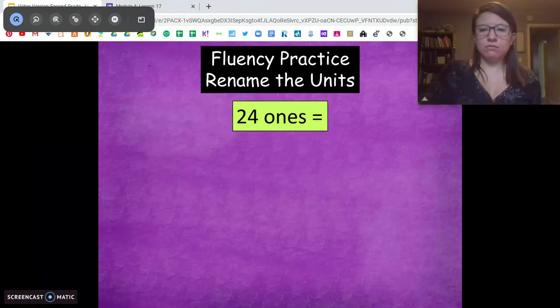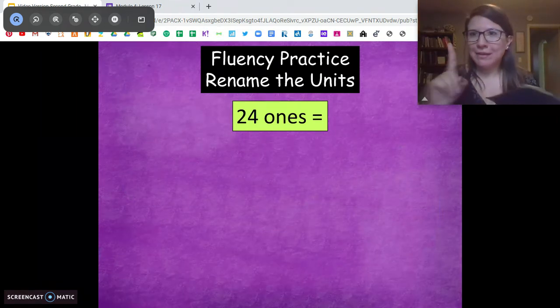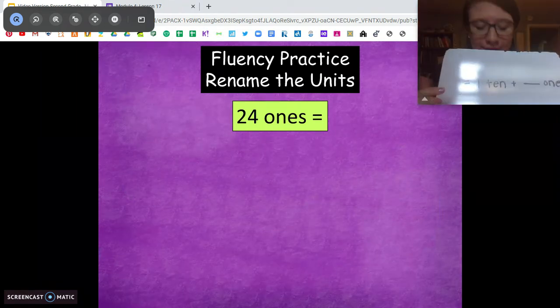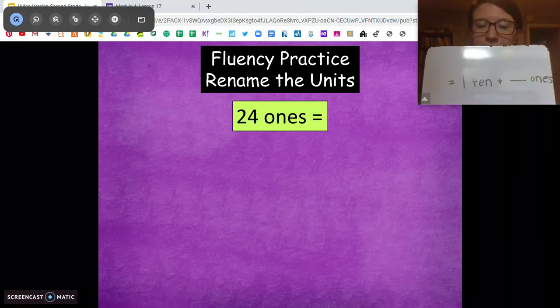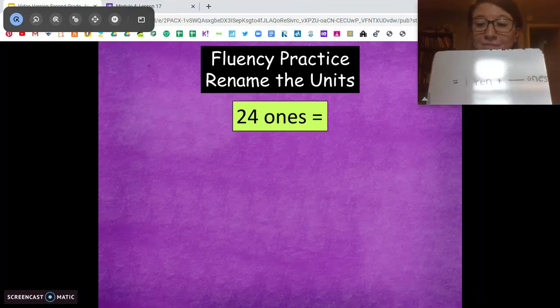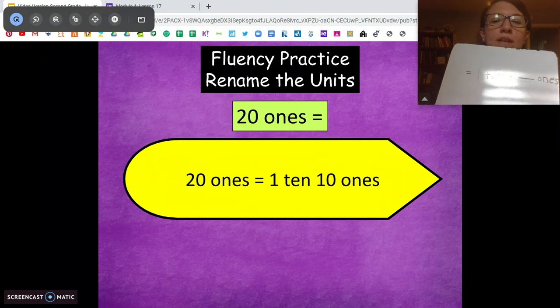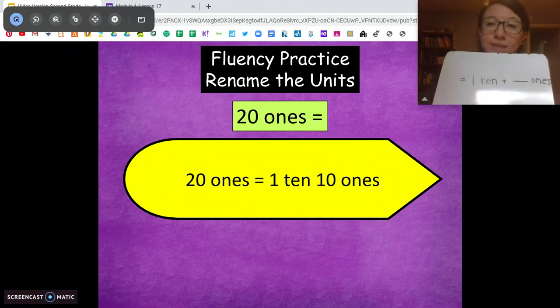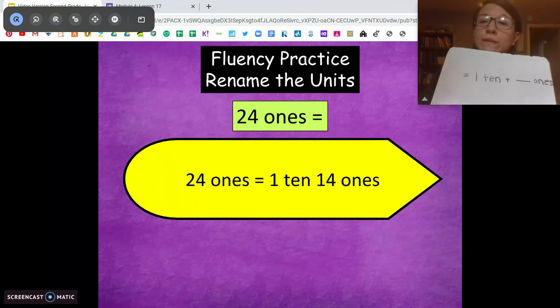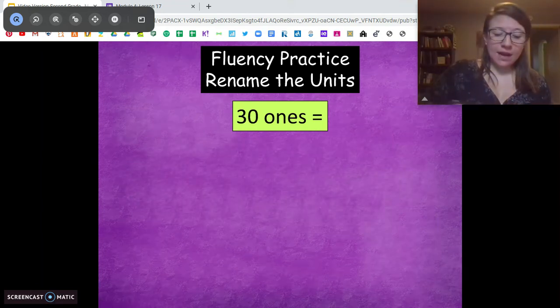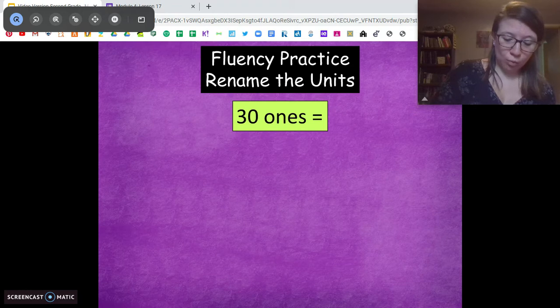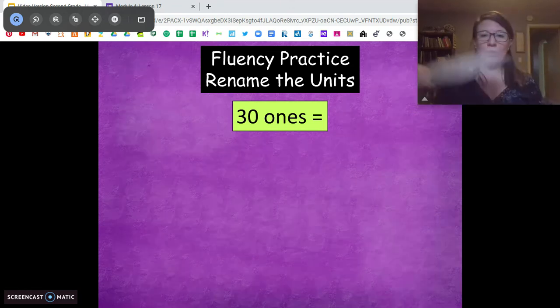Now try this one, same way. 24 ones. I'm giving you 1 ten. How many extra ones? Yeah, 14. Good. So we know that 20 ones is 1 ten and 10 ones. So 24 ones, we're going to have to add those 4 extra ones in, so it's going to be 14 ones.